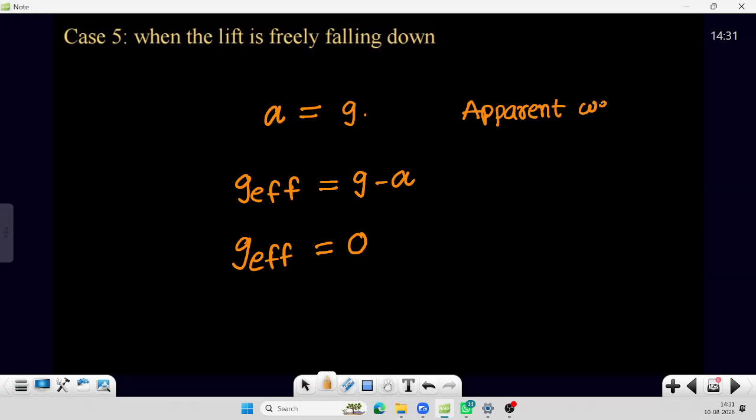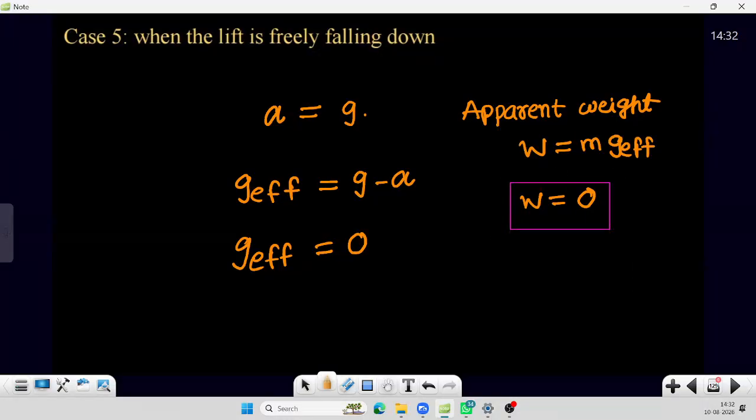So the apparent weight is m into g effective. That's why the weight of the person is equal to 0. Apparent weight is 0 for a freely falling body. The person does not feel any weight, weightless. So here zero weight.